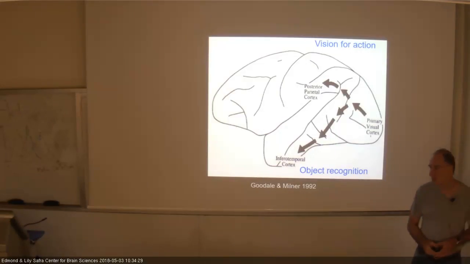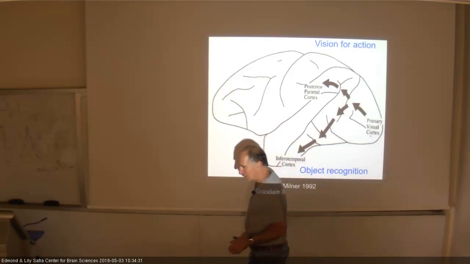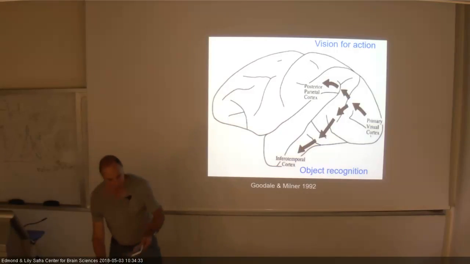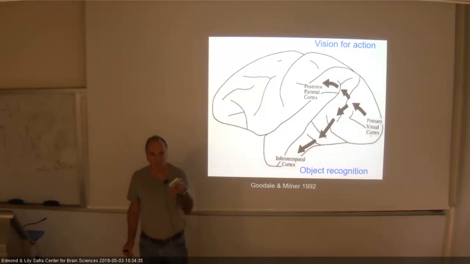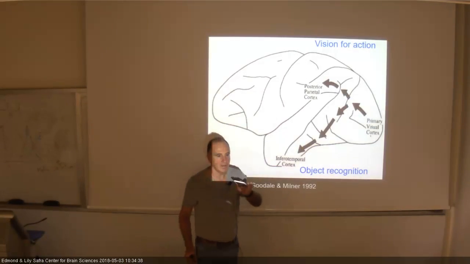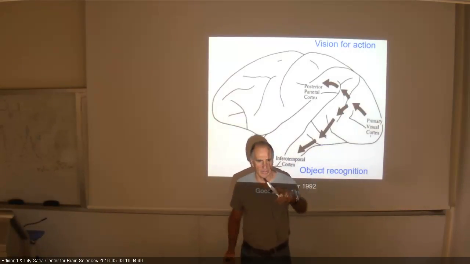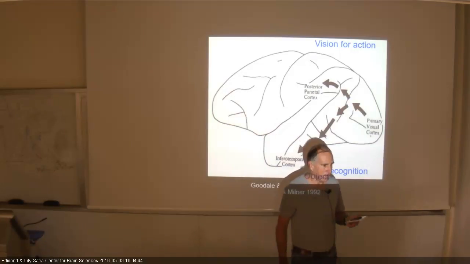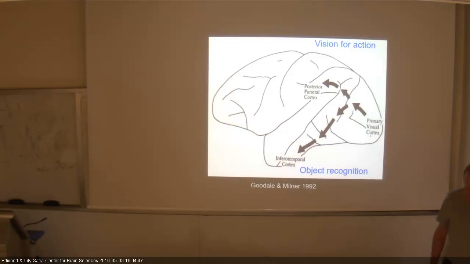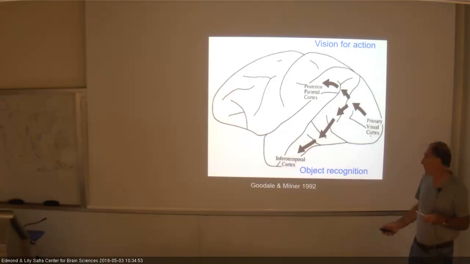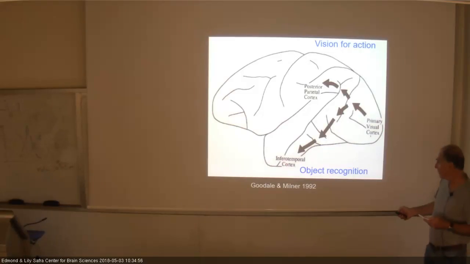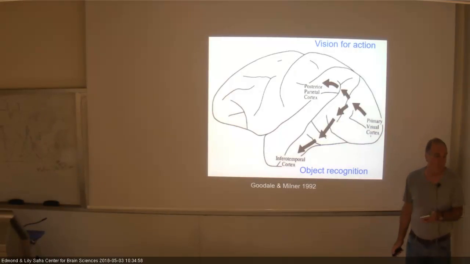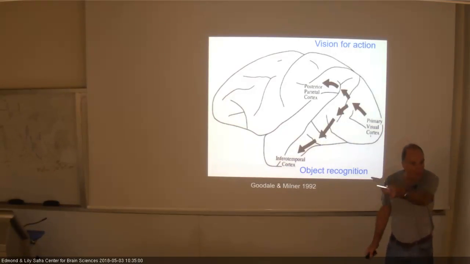And the classical example is that if you're given a letter and you have to put it into the post box, and you change the orientation of the slit of the post box, these people that have a parietal lesion are unable to do this, but people that have lesions of the infratemporal cortex have no trouble in that. But so that's vision for action.